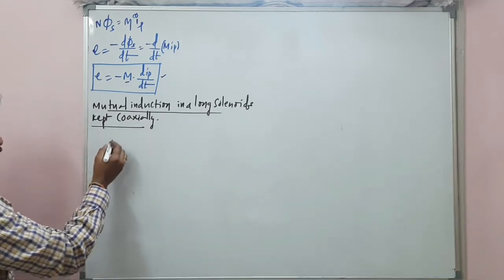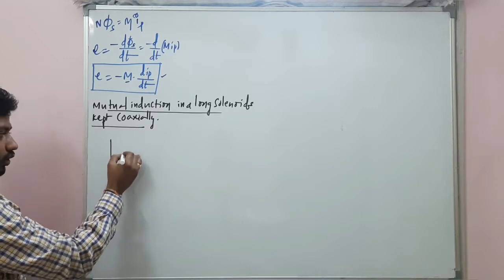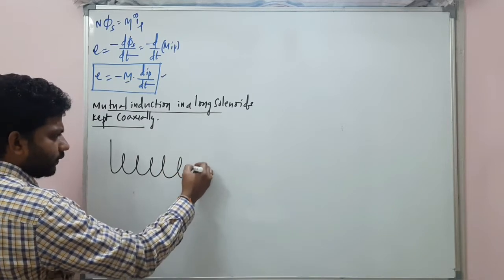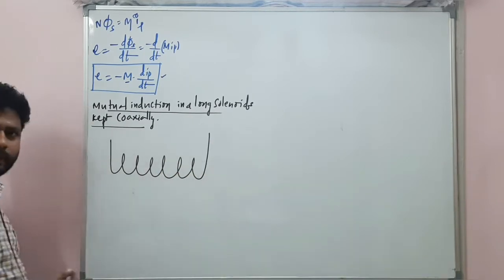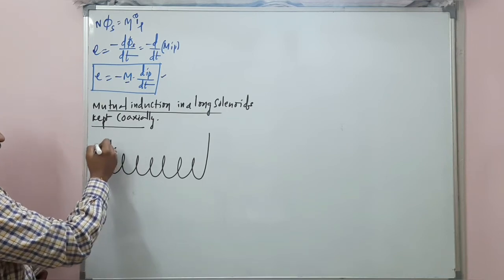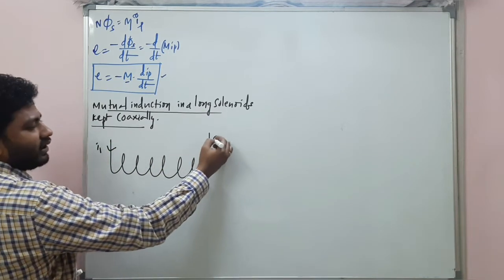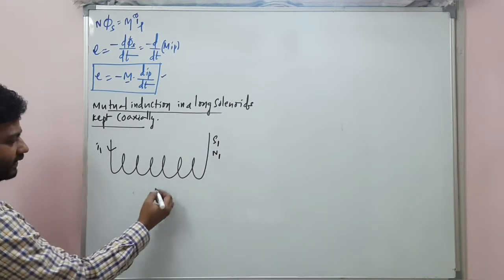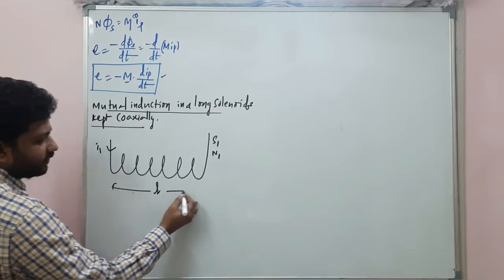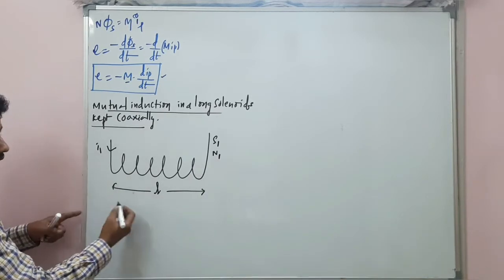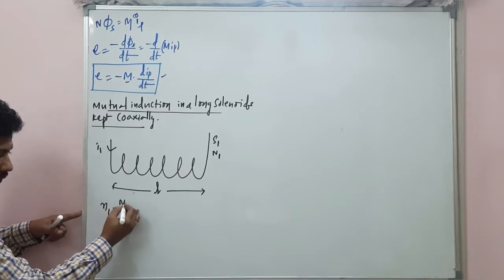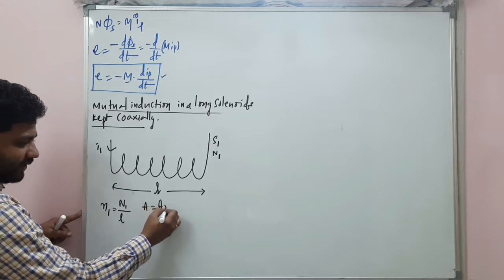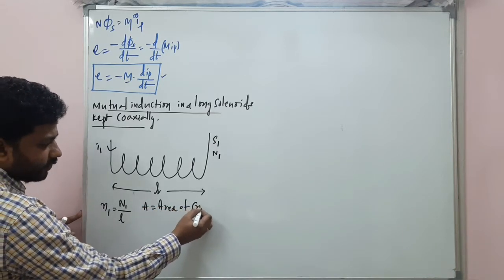Let me draw a solenoid here, an air core solenoid. So, simple topic. Imagine a current I1 is passing through this. This is the solenoid S1 with number of turns N1 and length L. Number of turns per unit length, I can write small n1, is equal to the number of turns per unit length. Area of cross section is A.